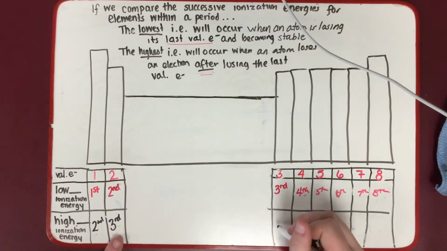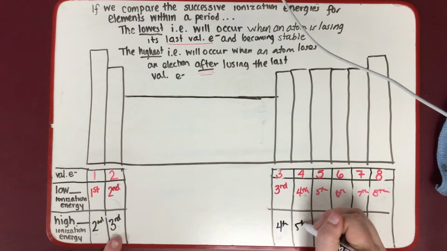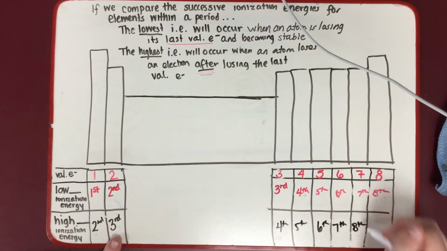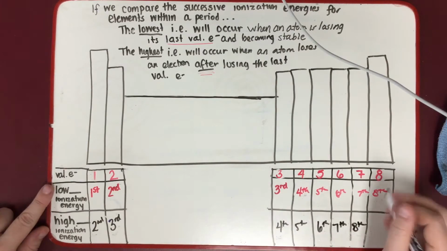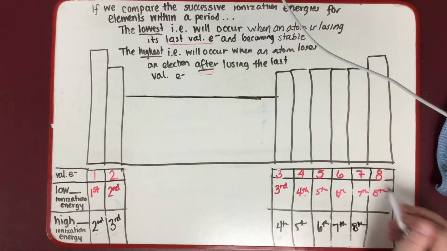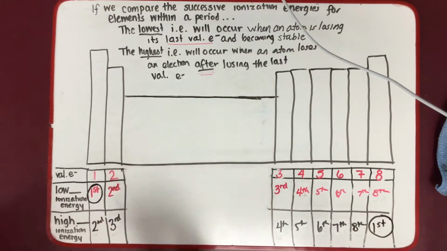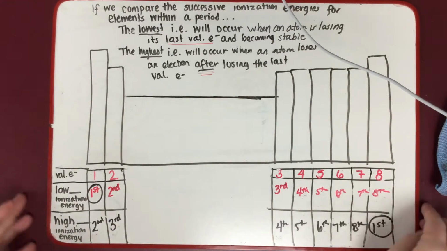High second, high third, high fourth, high fifth, high sixth, high seventh, high eighth, and then finally in group 18, where they had 8 valence electrons, they really didn't want to lose their first valence electron. So both these places where we have first written, that would really be just the initial ionization energy that we talked about in the last section.